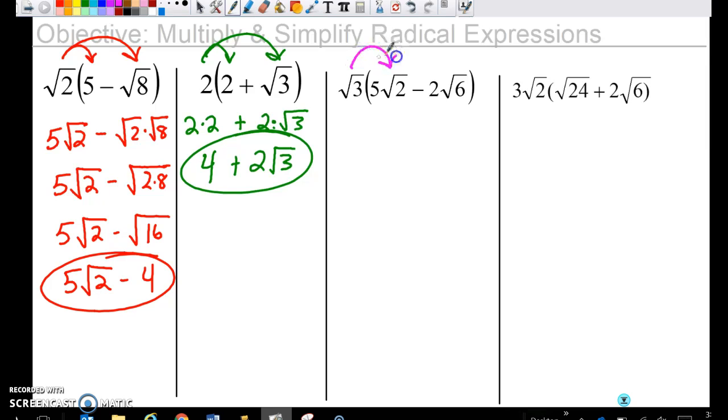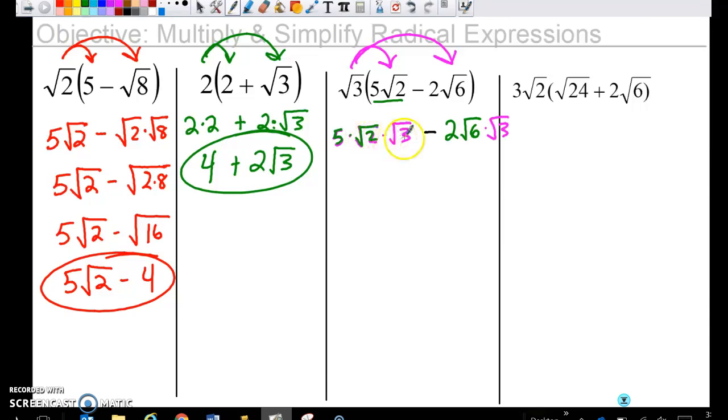Now, on the third example, I must distribute the square root of 3. So I have 5 times the square root of 2 times the square root of 3. If you want to think about it, that square root of 3 just came from the outside. 5 square roots of 2 were on the inside here and multiplied by the square root of 3. Then I have a minus sign, and the 2 square root of 6 were already in there. But then I have to multiply by another square root of 3 that came from the outside, like this.